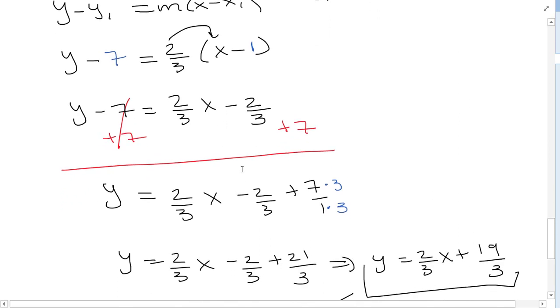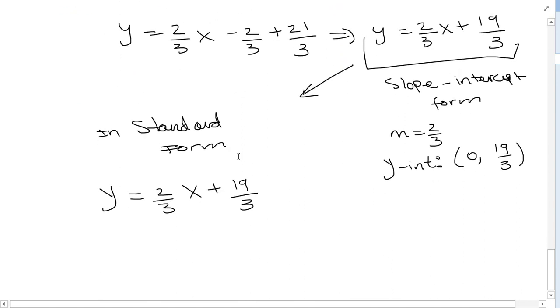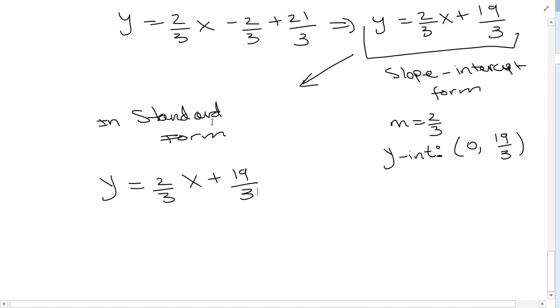Sometimes when I see numbers like that, it makes me worry a little bit. Did I do something wrong? But that's a time to go back and check, did I do everything correctly? Looks like I did. So get the x's on the same side with the y. That means I'm going to subtract 2/3 x from both sides.